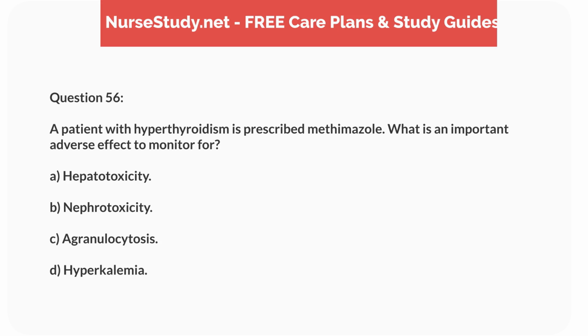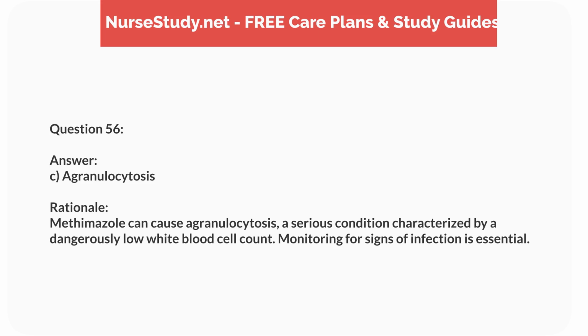Question 56. A patient with hyperthyroidism is prescribed methimazole. What is an important adverse effect to monitor for? A. Hepatotoxicity. B. Nephrotoxicity. C. Agranulocytosis. D. Hypercalcemia. Answer: C. Agranulocytosis. Rationale: Methimazole can cause agranulocytosis, a serious condition characterized by a dangerously low white blood cell count. Monitoring for signs of infection is essential.